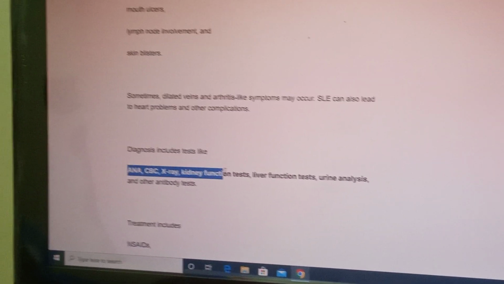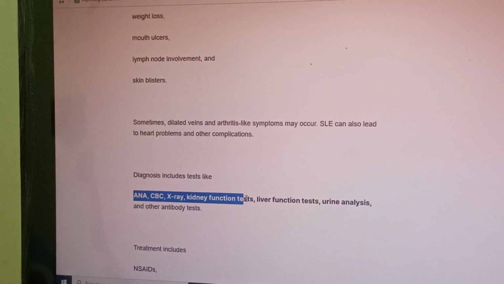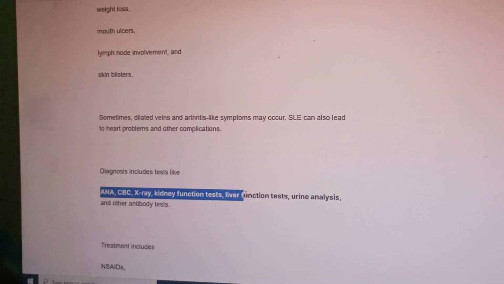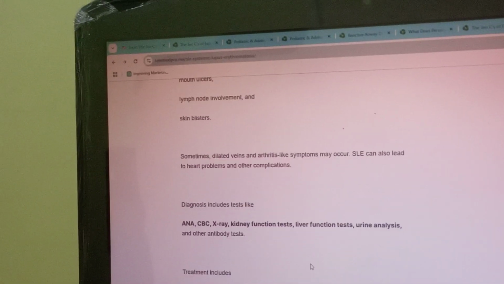So how can we diagnose? We will perform tests of ANA, CBC, X-ray, liver function test, and urine analysis for ruling out, and other antibody tests are also done to rule out the disease.